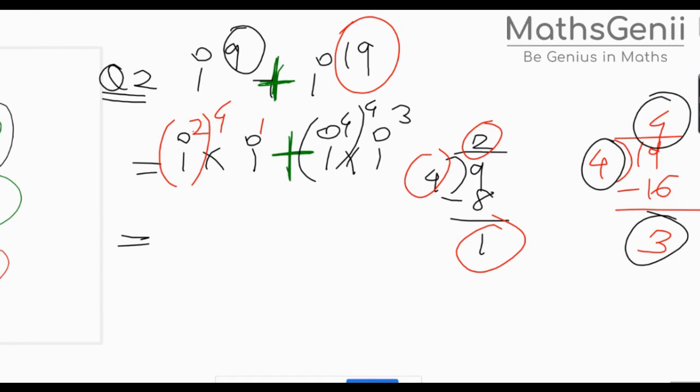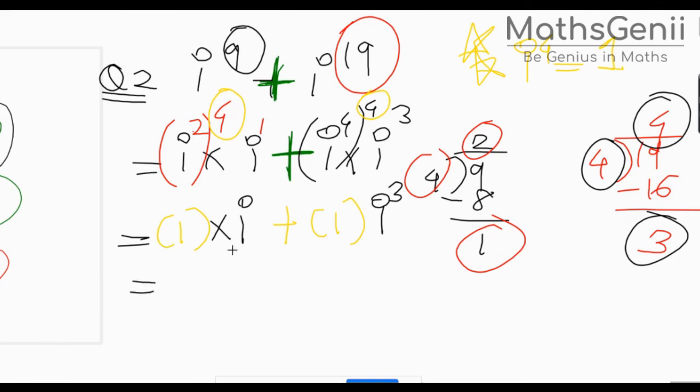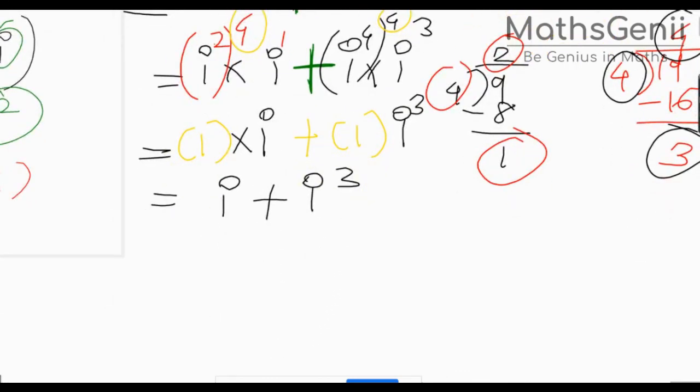What is the value of i^4? The value of i^4 is 1. So instead of i^4, I'm going to write 1. And what is remaining? I'm going to copy it as it is. i raised to 3 is i cube as it is. Now 1 into anything is that number itself.